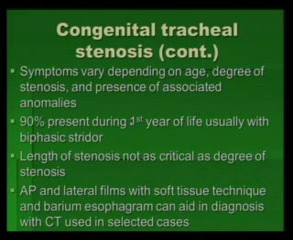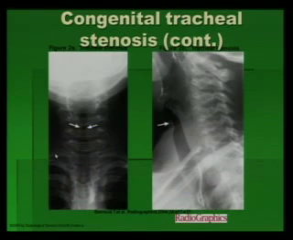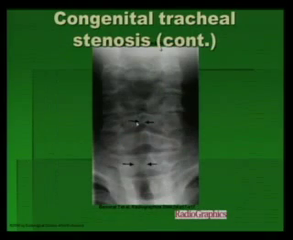You can do AP and lateral radiographs using soft tissue technique, or barium esophagram can aid in the diagnosis, or some people do CT. But here you see an area of narrowing here, and there's an area of narrowing here that's persistent. That's an area of tracheal stenosis. It's a short segment, even though normally they're in the distal part. Here, there are two areas of narrowing right here and right here.